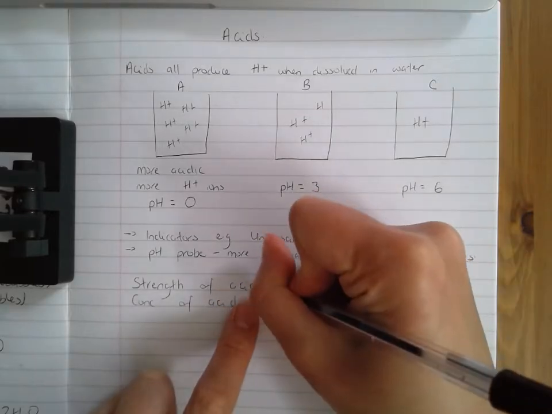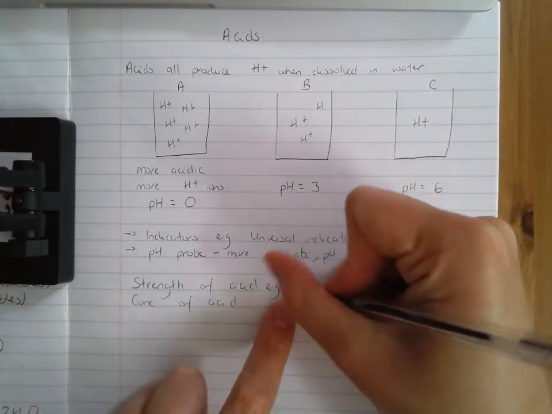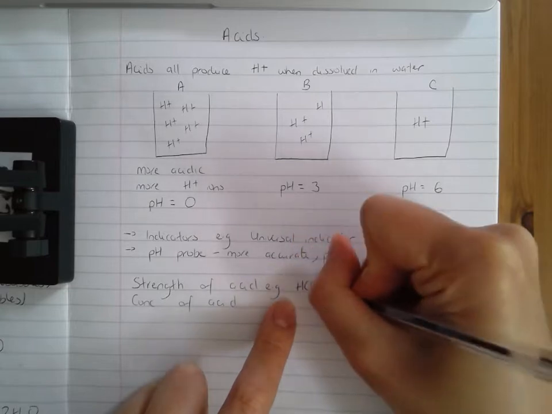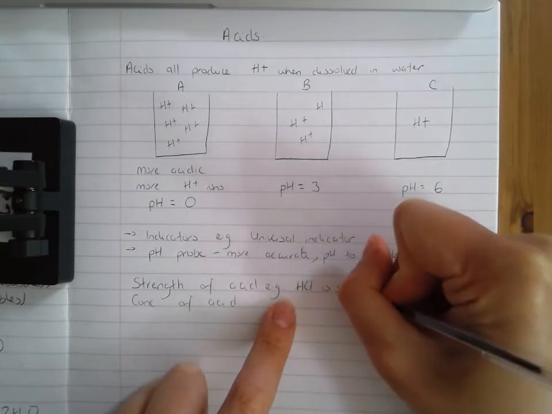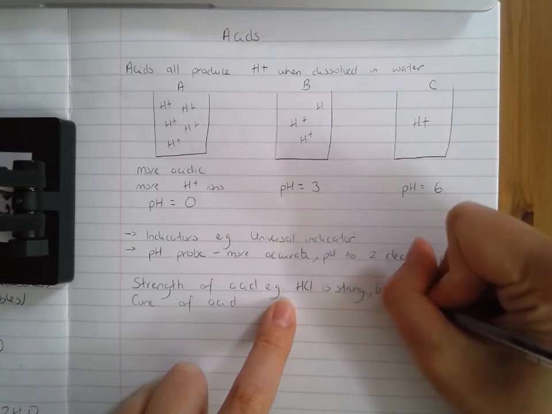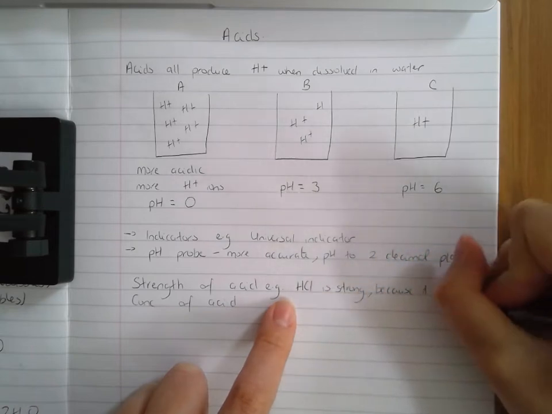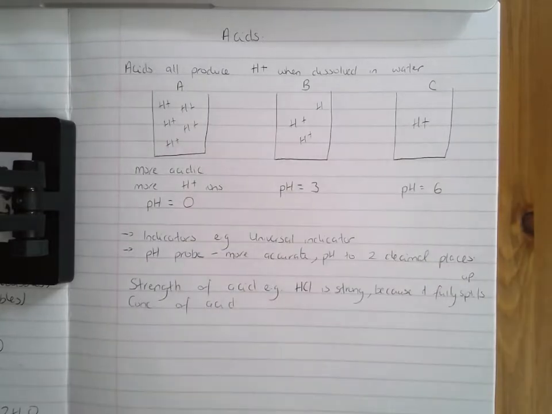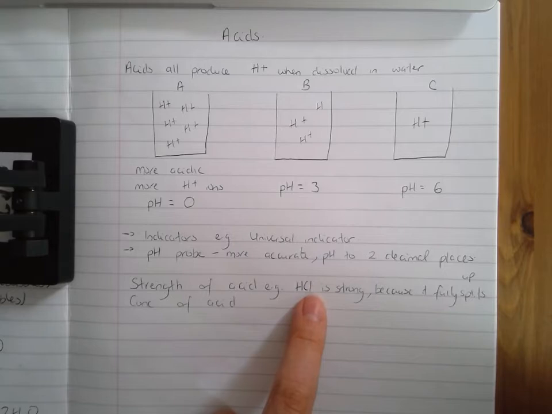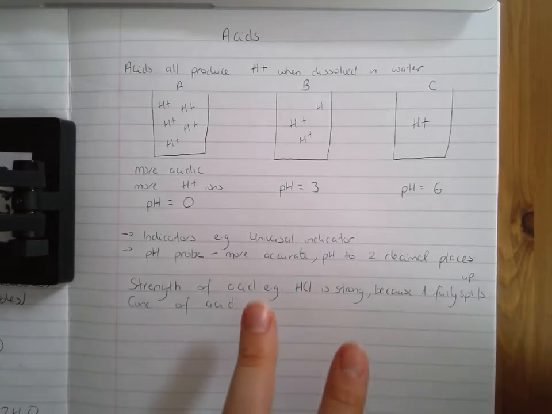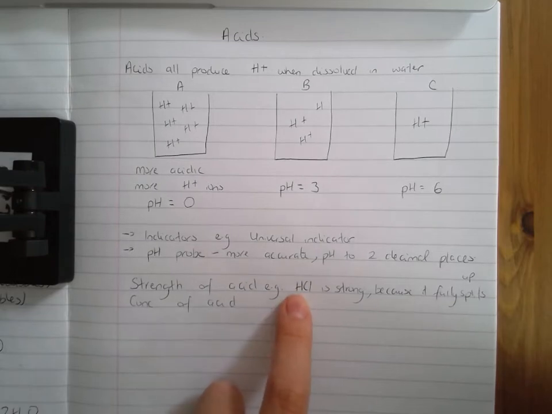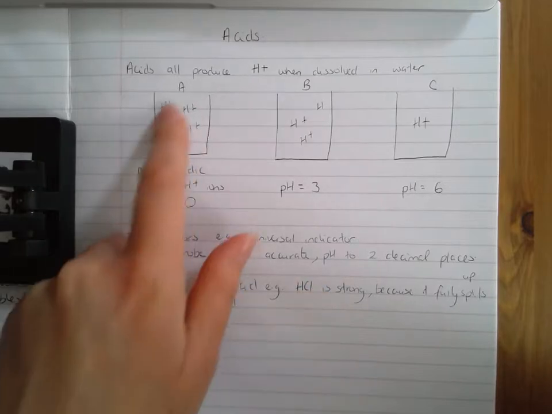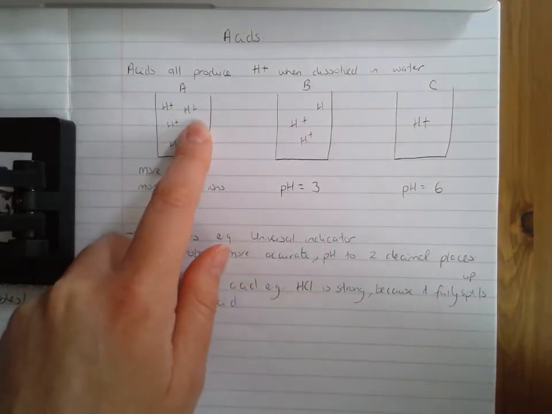So for example, HCl is strong because it fully splits up. When I say dissociate, I just mean splits up. So HCl, hydrochloric acid, if you dissolve HCl in water, it will fully split up. Every single HCl molecule will split up into a H+ ion and a Cl- ion. And remember, the more H+ ions you've got, the more acidic it is.